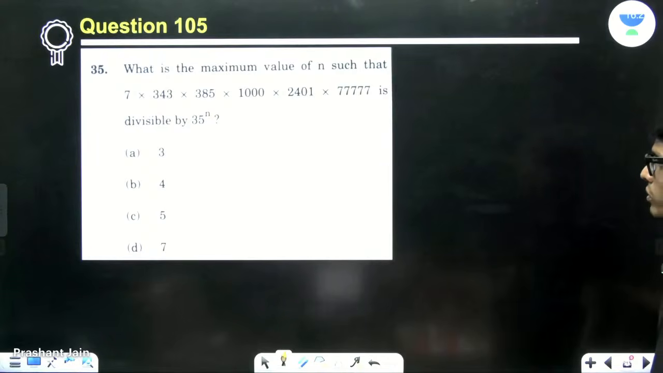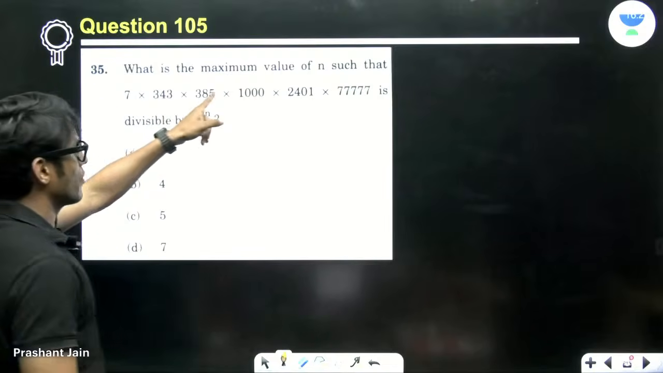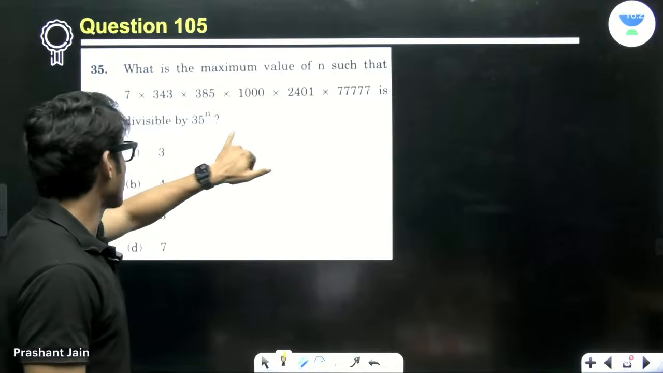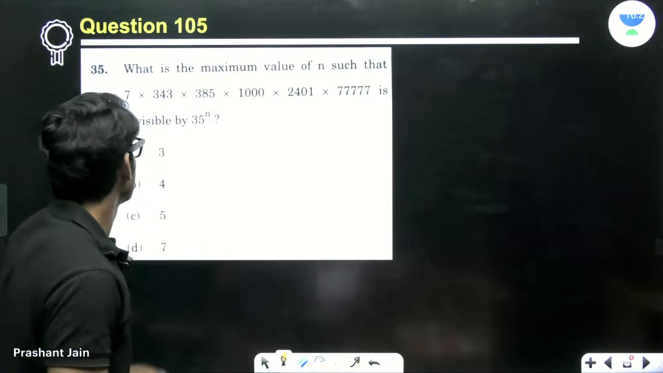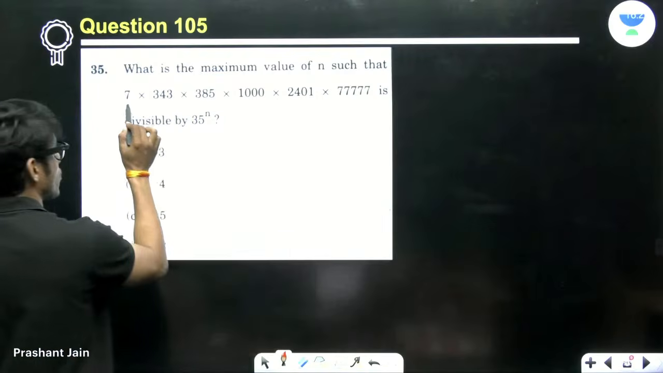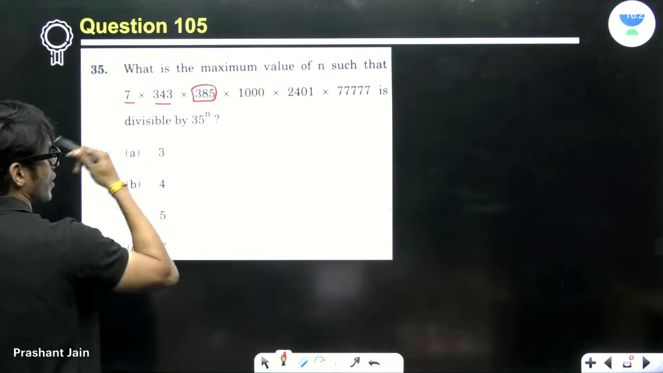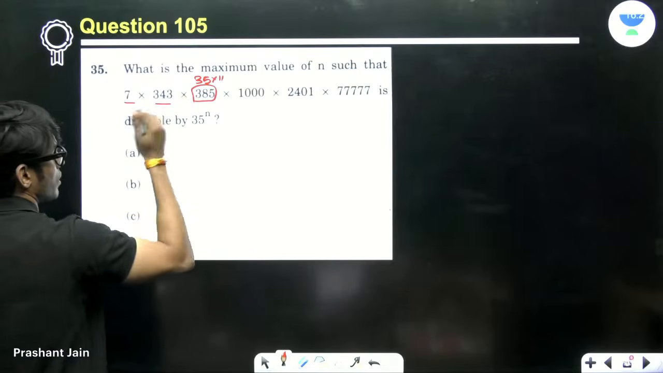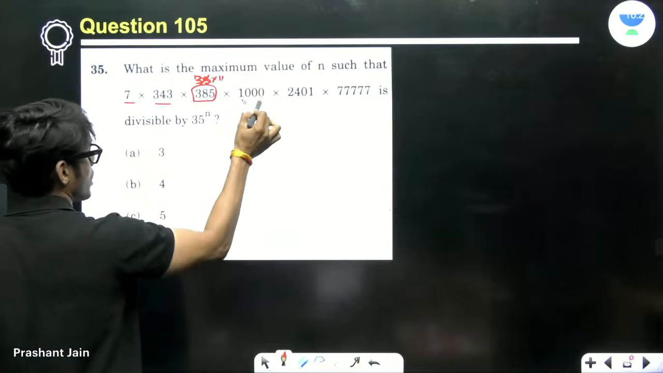7 out of 11. Now, this is an easy problem. What is the maximum value of n such that... you just simply have to factorize it. 35 is made from 7 and 5. How many powers of 7 can you find? There is 135 here. This is 35 times 11. So you have 135, just ignore it. You have 3 5s here.